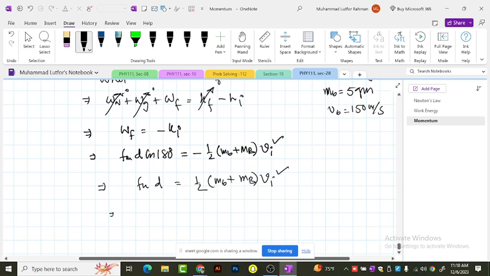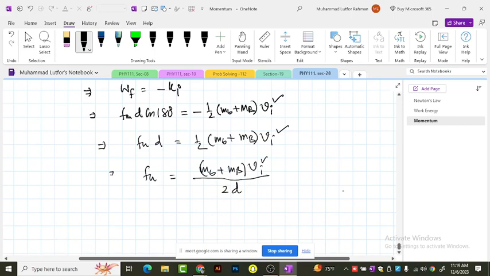From here I'll be able to find out the Fk. To find out the Fk, I need to know these parameters: mass of the bullet, mass of the block, and the velocity of these two systems after the impact, divided by 2 into d. I know the mass of the bullet, mass of the block, and the distance the bullet and block system travel, but I do not know the velocity of this system after the impact, right?